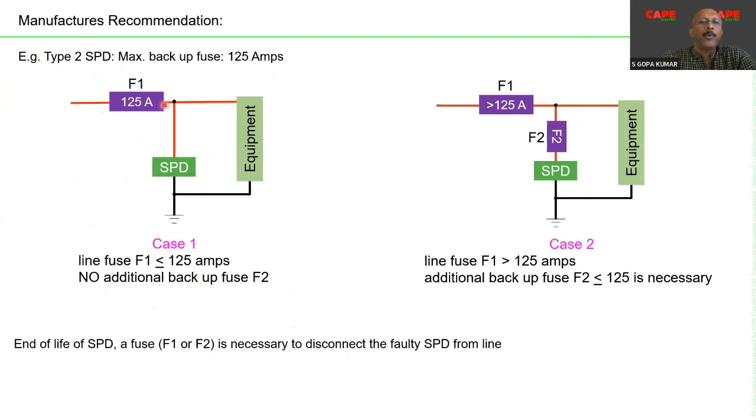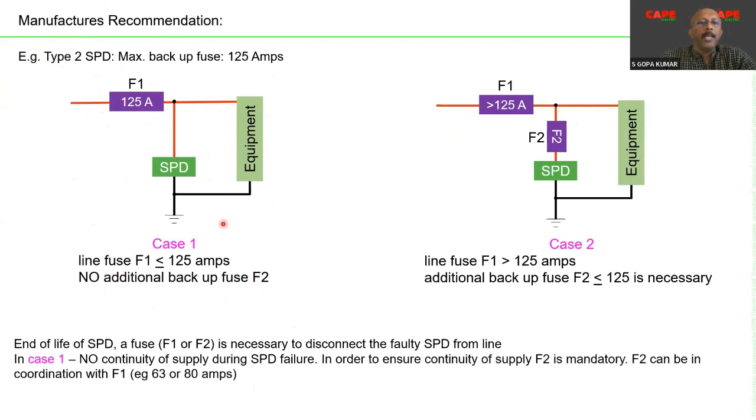The 125 amps fuse have got a certain amount of energy with which it is going to disconnect, and the SPD is able to handle only that much energy without a blast, and you cannot increase the capacity of the backup fuse. You have a 125 amps fuse at the end of life of the SPD. This 125 amps fuse is out. As a result, the continuity of supply is gone, but continuity of protection is still there. Now in case 1, no continuity of supply.